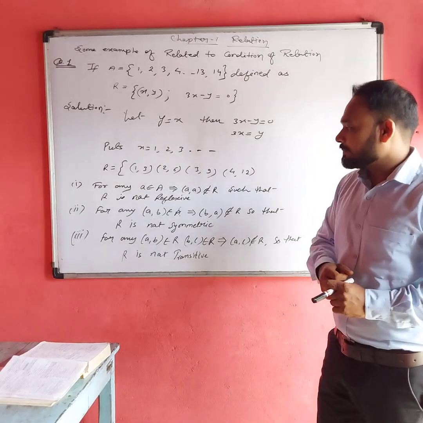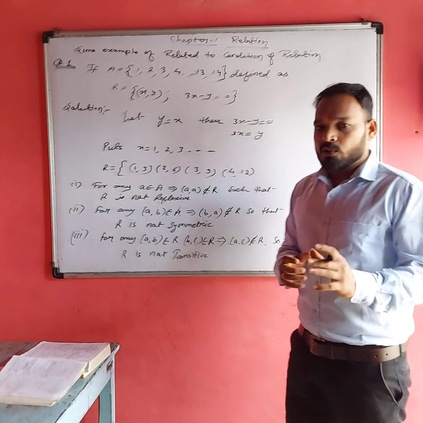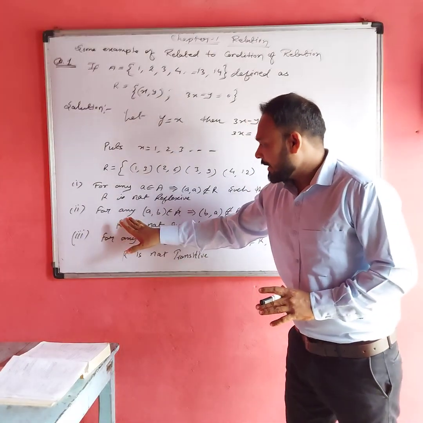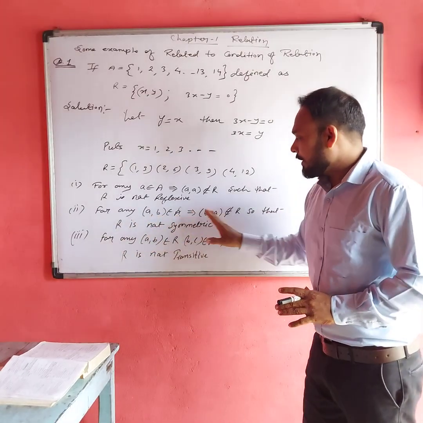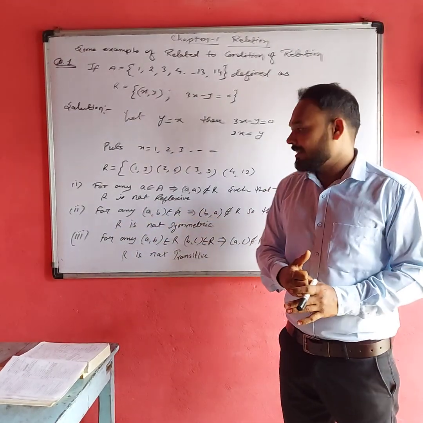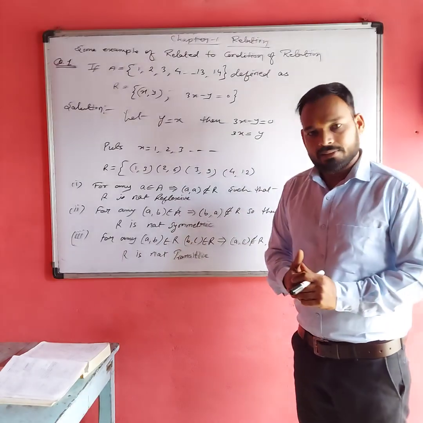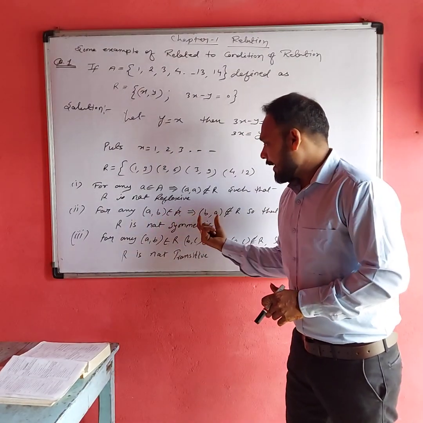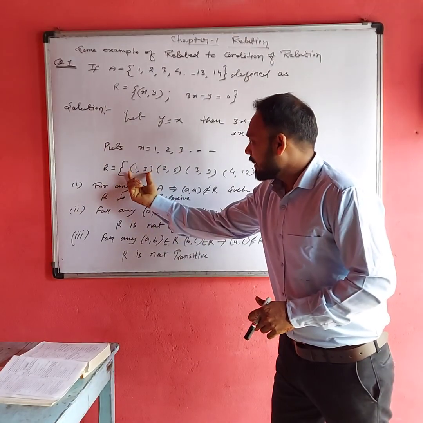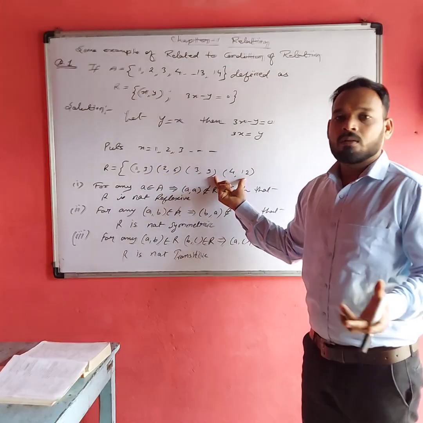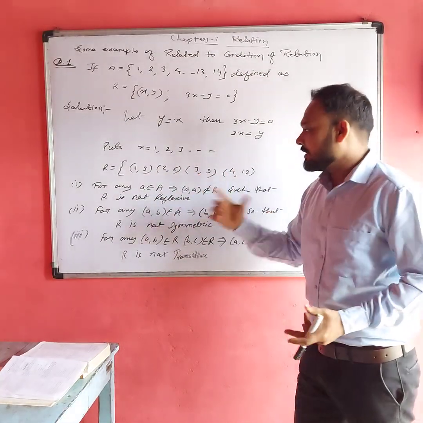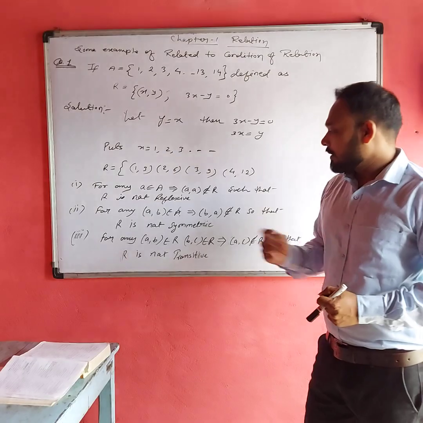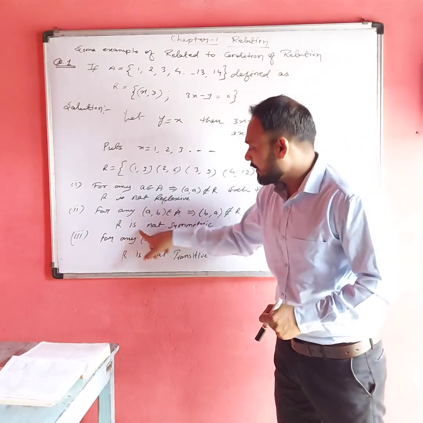Second condition is what? For any (a, b) belonging to R, (b, a) must belong to R, which is just the opposite condition in symmetric. (a, b) and (b, a). But we have (1, 3) and (3, 1) is not here. Then this condition is not satisfied, meaning R is not symmetric.